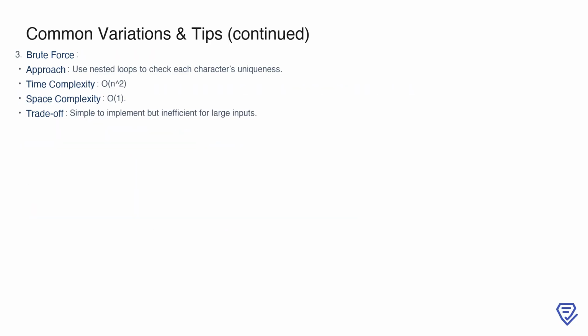A simpler but less efficient approach is brute force. In this method, you use nested loops to check the uniqueness of each character in the string. While it's easy to implement, the time complexity is O(n squared), making it unsuitable for large inputs. The space complexity, however, is O(1), since no additional data structures are used. This trade-off between simplicity and efficiency highlights why brute force is generally avoided for problems with large constraints, but it can still be a useful way to verify your logic for smaller test cases.